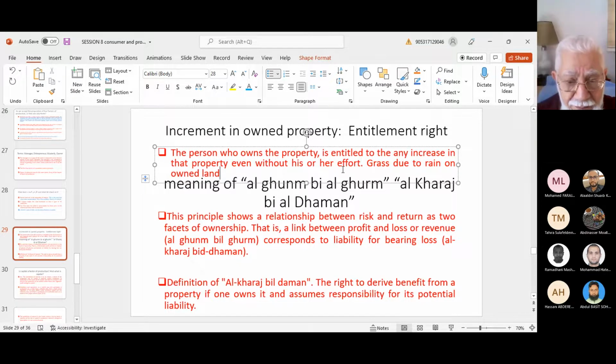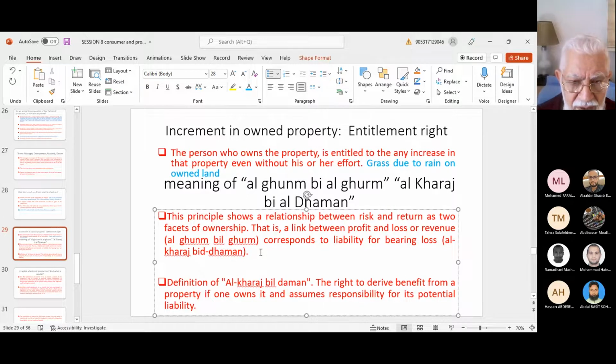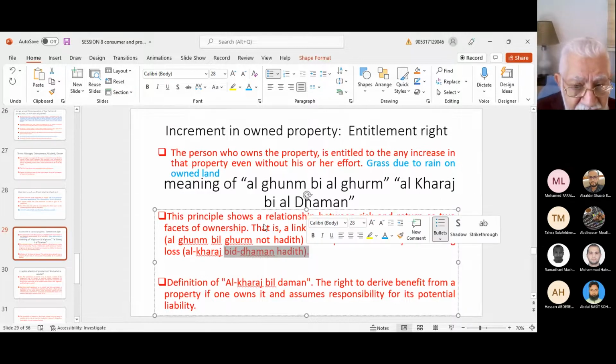Okay. So here, two things. One, الغنم بالغرم. This is not a hadith. الخراج بالضمان. This is a hadith. These are the words of the Prophet sallallahu alaihi wasallam. Both of them make a fundamental maxim of Islamic fiqh, especially in fiqh al-muamalat and especially in finance. And both of them have the same meaning.